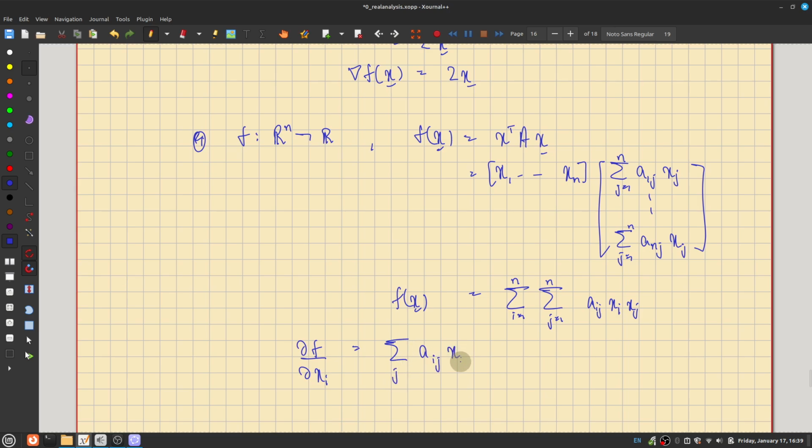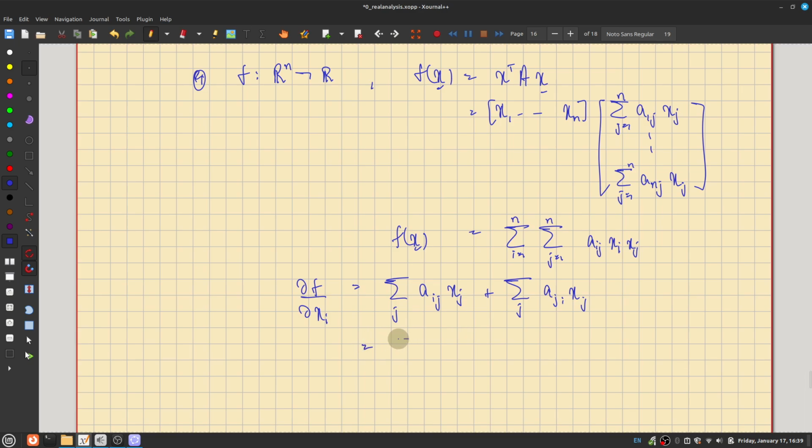So effectively it will be summation over j of aij xj plus summation over j of aji xj. This is what it will turn out to be. I mean, think about it for a little while. All right. So this is nothing but summation over all j of aij plus aji times xj.